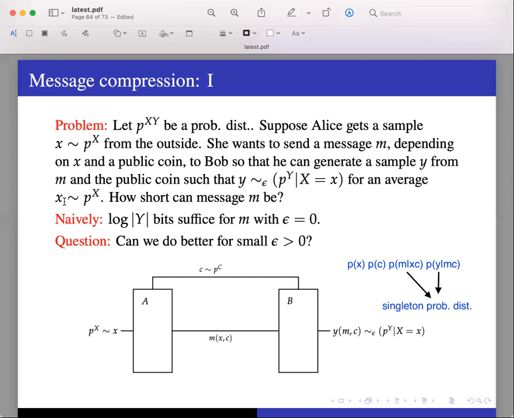Okay. So the question here is, how short can this message M be? So that's why message compression. So naively, of course, Alice sees X, and she just generates Y depending on X, according to this probability distribution, and transmits.